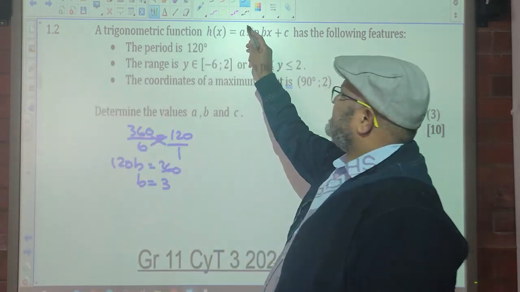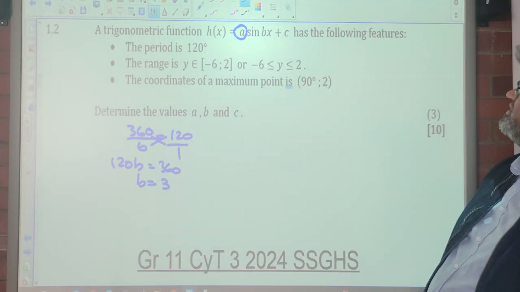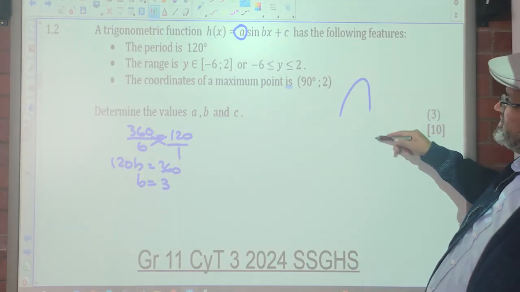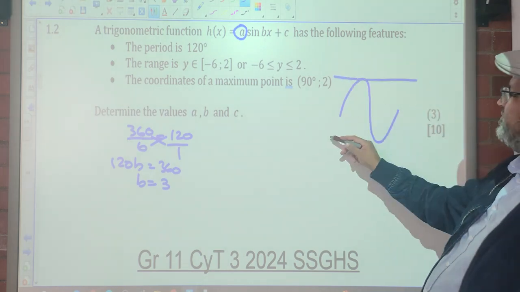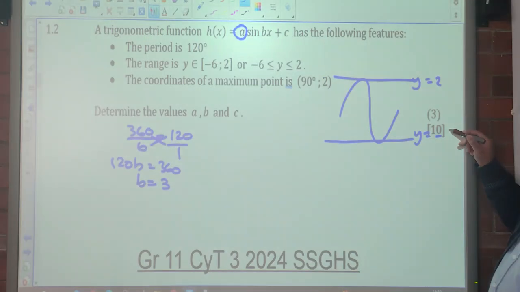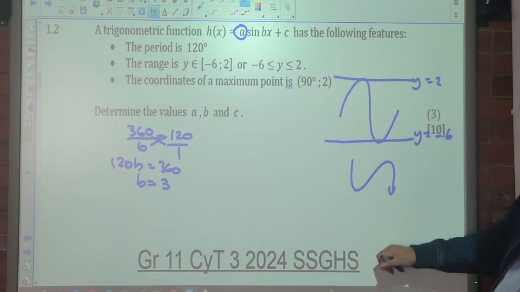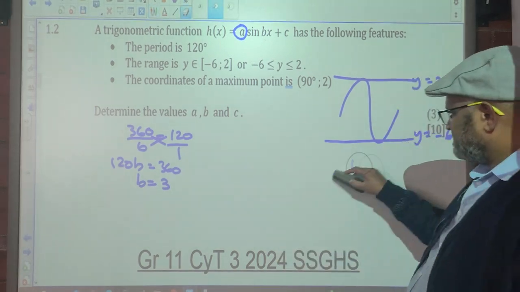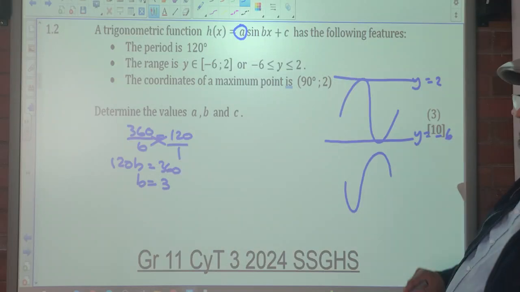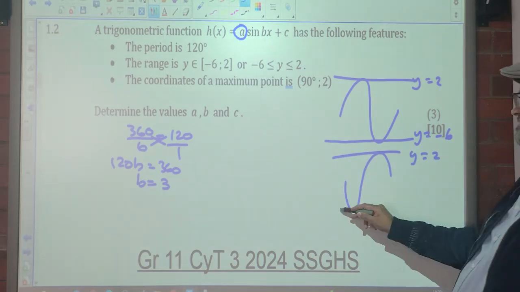In the range, the range is directly affected by the amplitude. Okay? So the sine graph does that, with a range of y is equal to 2 or y is equal to minus 6. The graph could have done that as well, between y is equal to 2 and y is equal to minus 6.